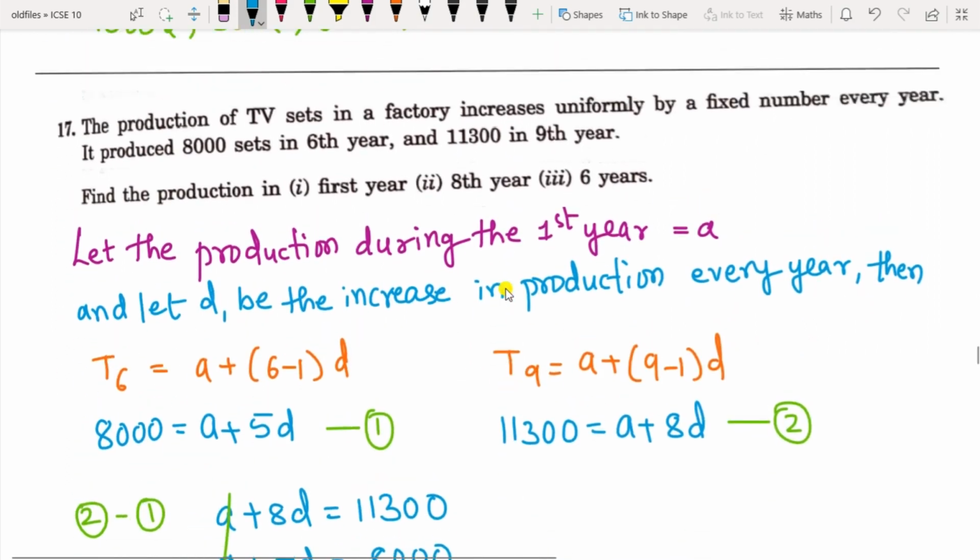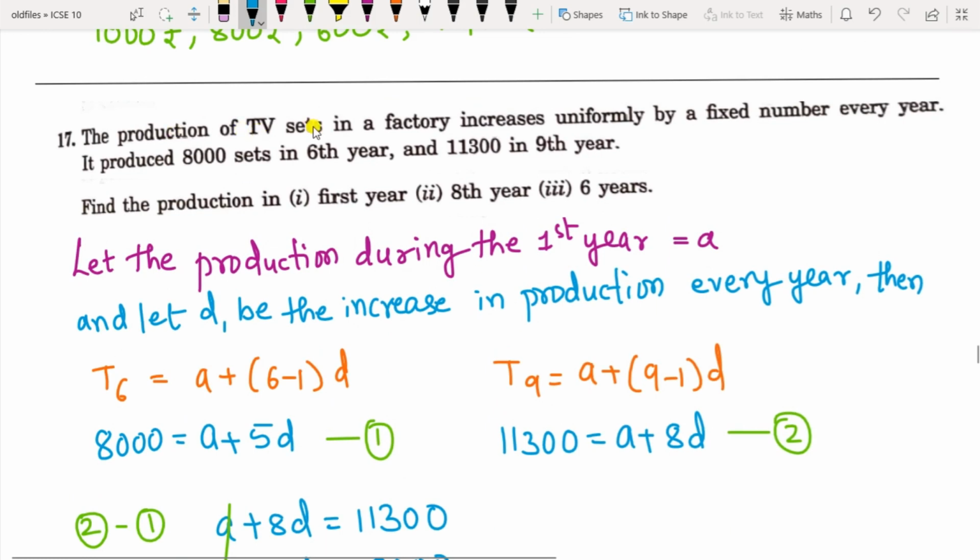Question 17 here is, the production of TV sets in a factory increases uniformly by a fixed number every year. It produces 8000 sets in the 6th year and 11300 in the 9th year. Specific years have been given, 6th and 9th year. So T6 and T9 have been given to you. So this becomes your equation 1 and equation 2. The production for the first year, let it be A, and D be the increase in the production every year.